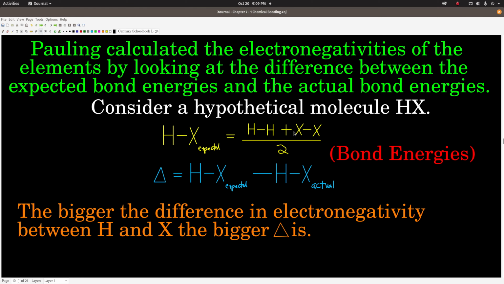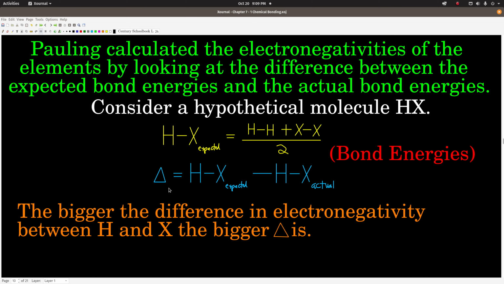So add those two bond energies up. Remember, bond energy is the amount of energy it takes to break the bonds, and divide by 2. That's what he expected. But when we measure these things, we get an actual bond energy, and it's almost always different than what's expected. The difference between the expected bond energy and the actual measured bond energy is the delta.